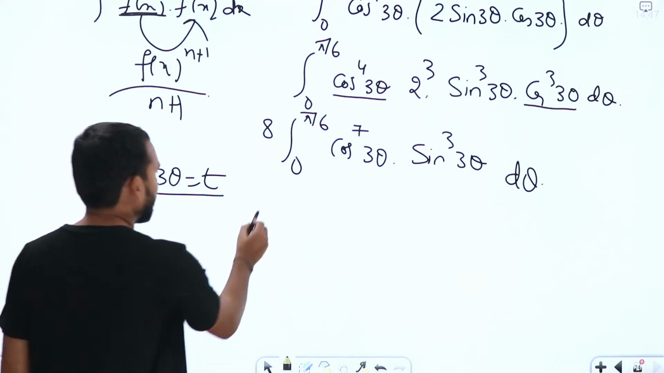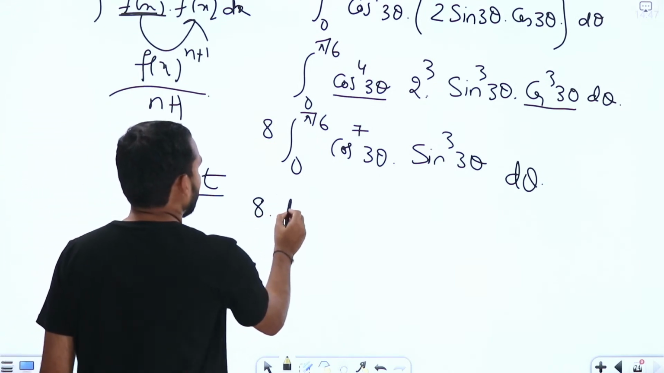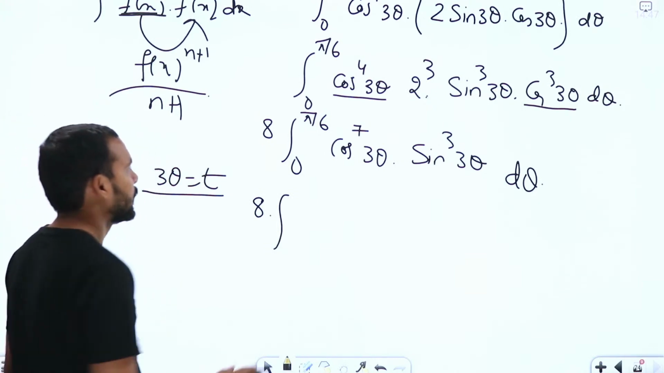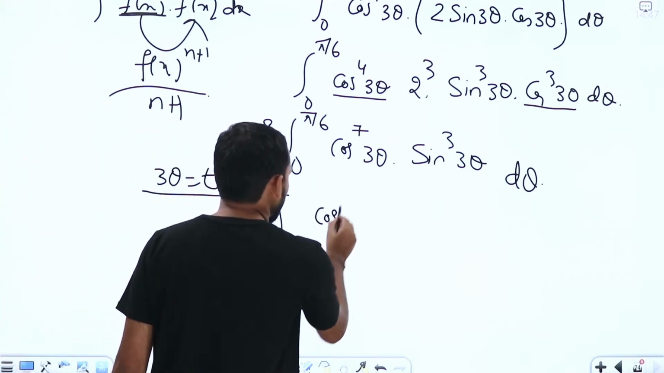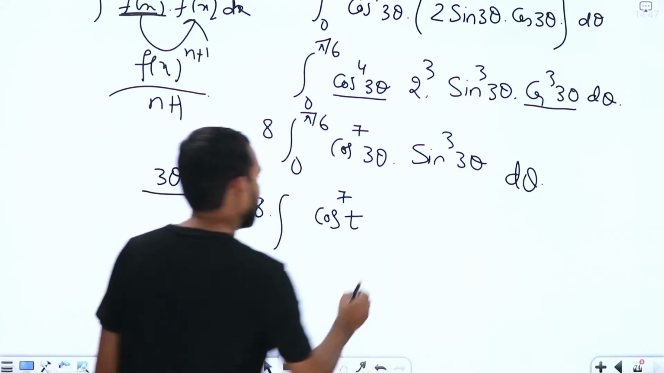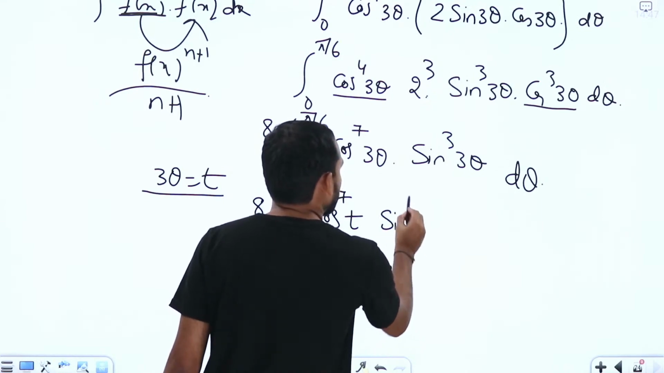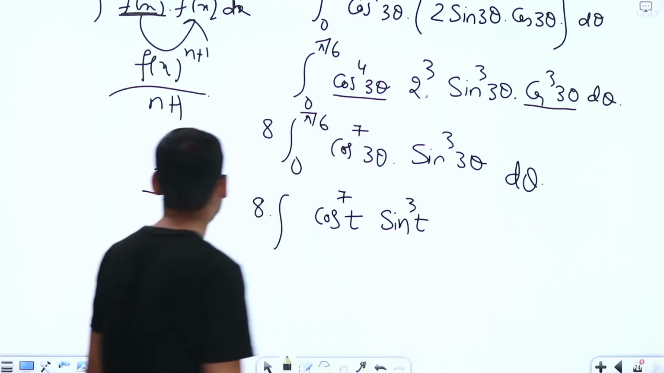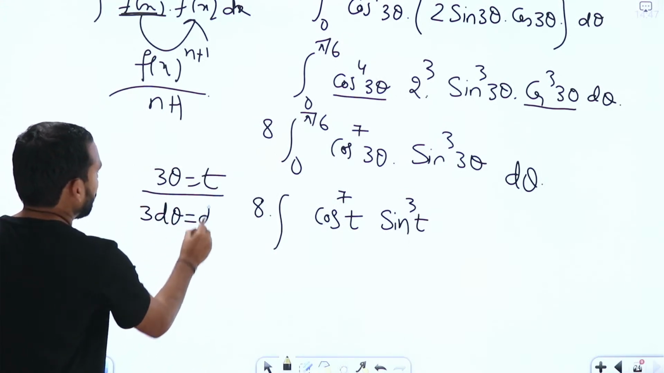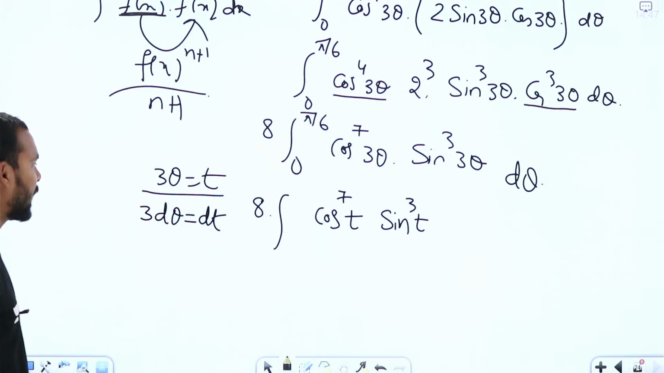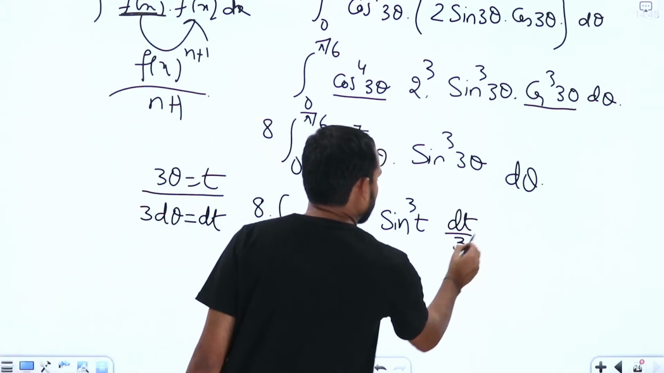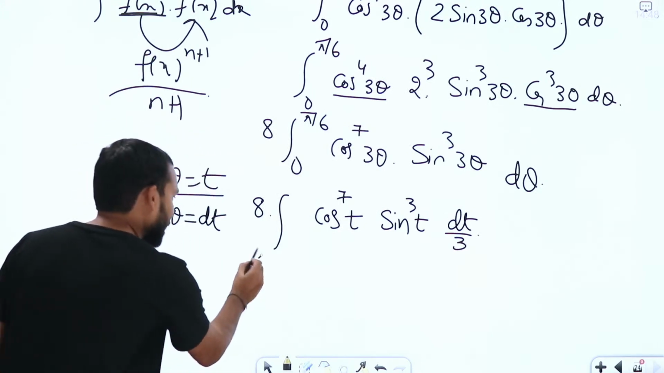So what we are going to get here is that the 8 will be the same, and the limits are going to change, which is why I am not writing them here. So we get cos power 7 theta, and similarly sine cube t. Let me take the derivative: 3 d theta equals dt. So we can write d theta as dt by 3, so that we are going to get 8 by 3 into the integral.